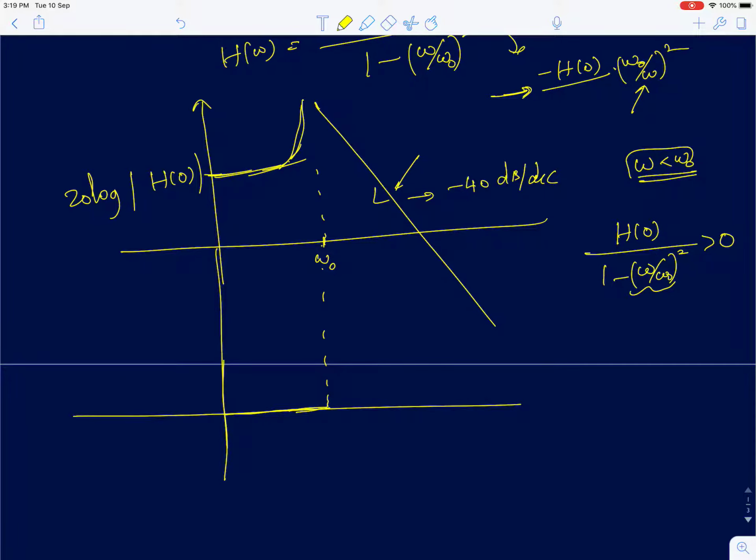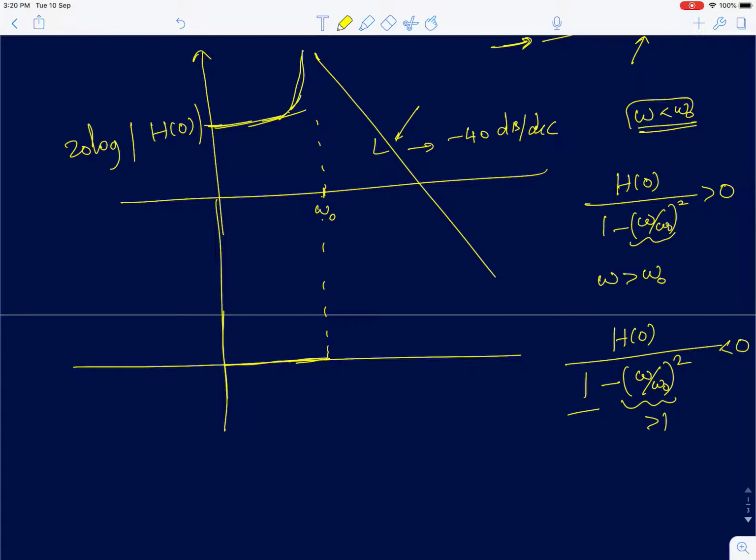The instant omega goes greater than omega naught, this term becomes greater than 1. Therefore the denominator will be negative, so the whole term will be less than 0. At that point the phase will be negative, by 180 degrees. So it will go from 0 to minus 180 degrees and stay there for any frequency greater than omega naught. So there will be a sudden discontinuity in phase at omega equal to omega naught.